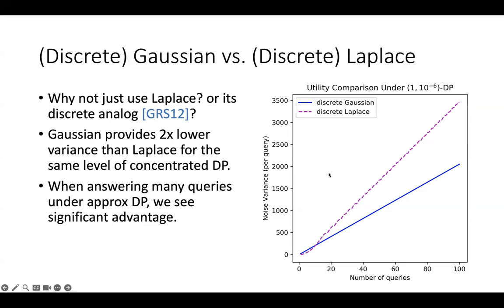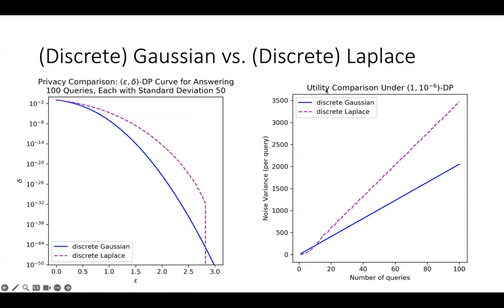And this is obviously very important in practice. I'll also show you a second plot with kind of the same message. So here I'm fixing the number of queries at 100, but I'm showing you what happens if you vary epsilon and delta. I'm fixing the number of queries, I'm fixing the standard deviation of the answers, and I'm showing you what the privacy guarantee looks like.